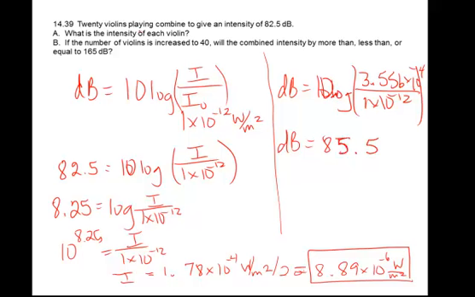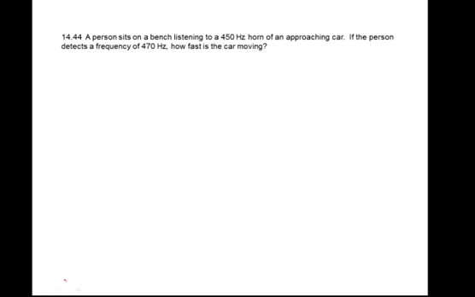So for 20 violins, it was 82.5. For 40, it's 85.5, and that is much less than the 165. So that's what they want to know for part B. Alright, the next one is using the Doppler effect.